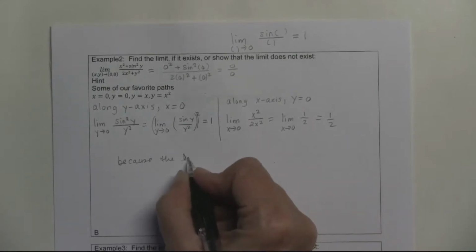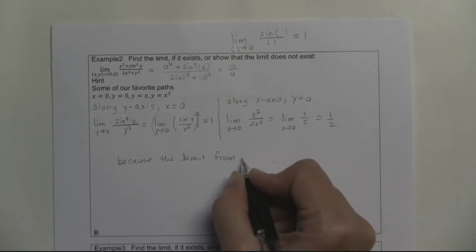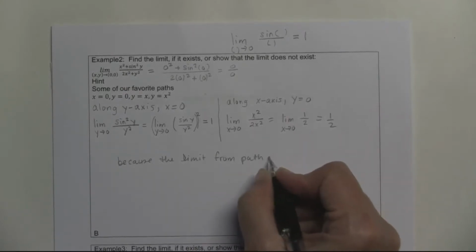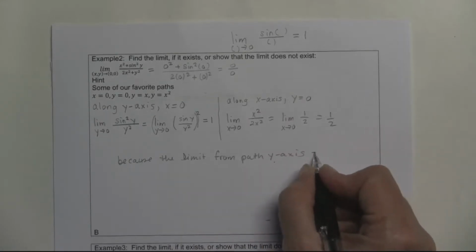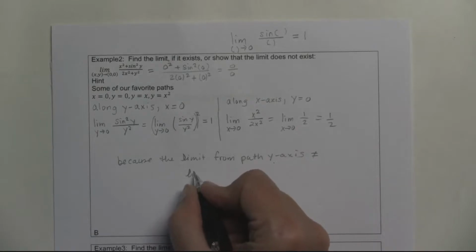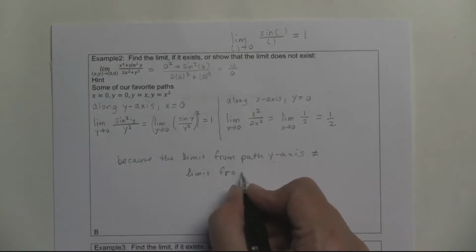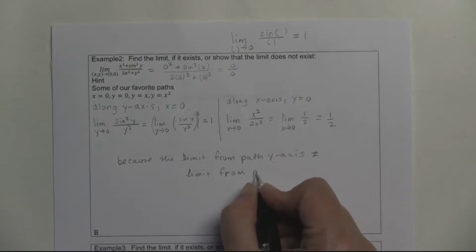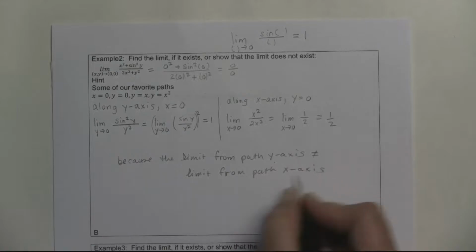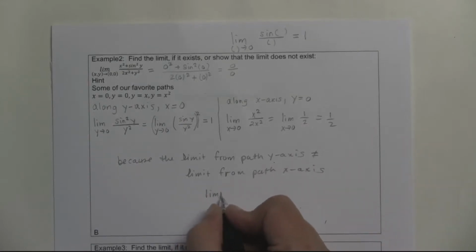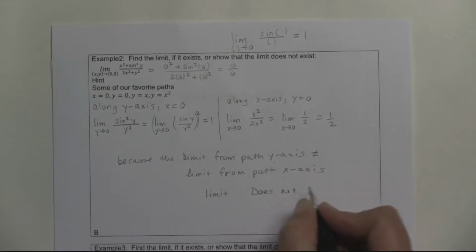So I'm going to just say that because the limit from path y-axis does not equal the limit that we got when we took the path x-axis, we can say the limit does not exist.